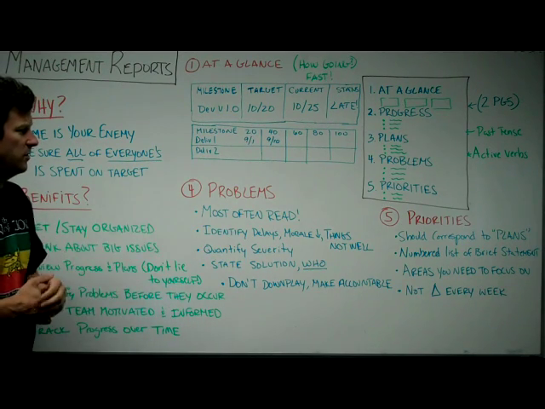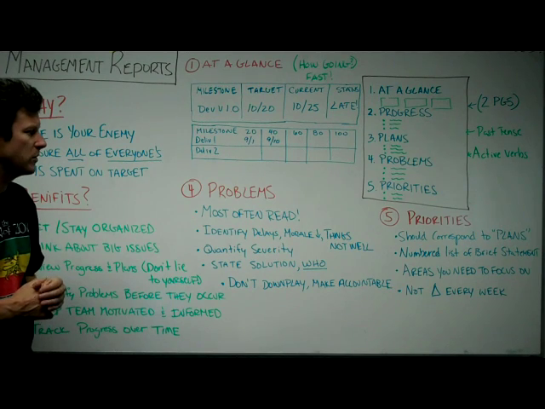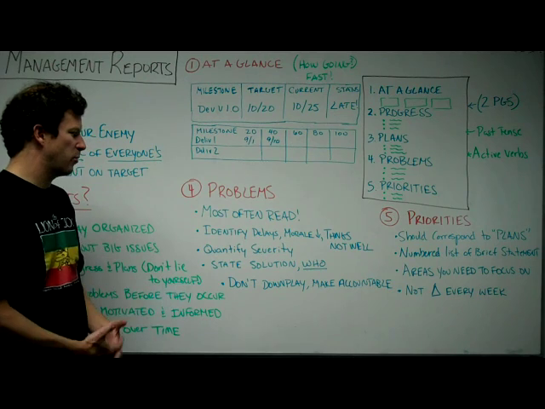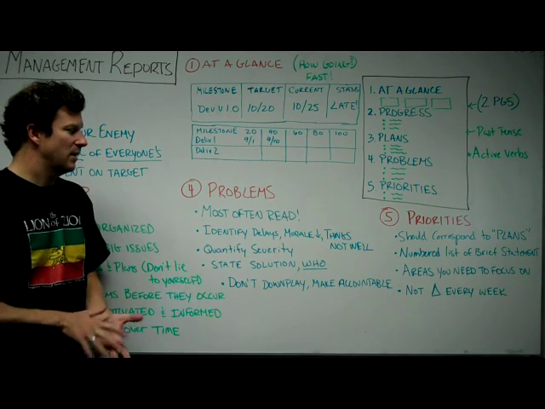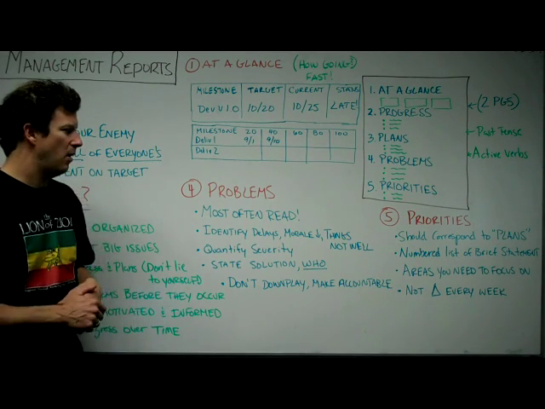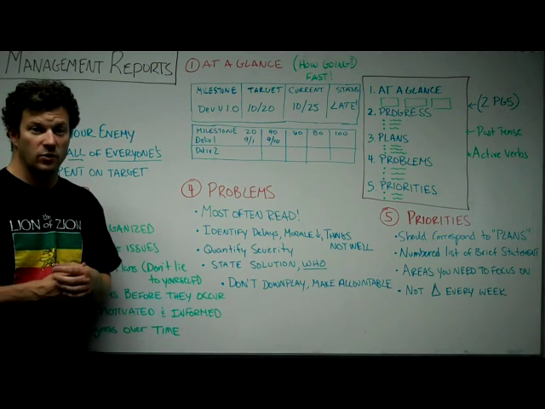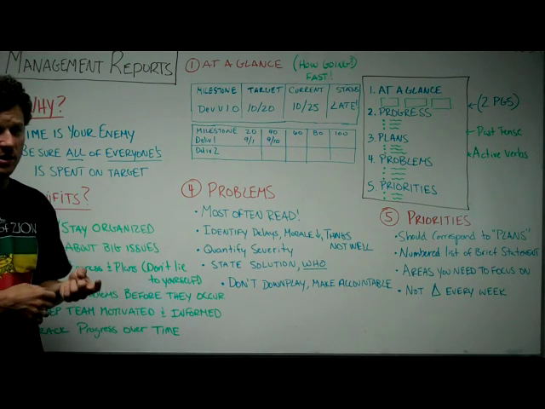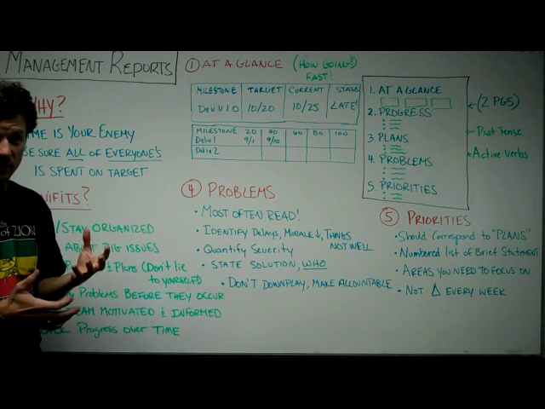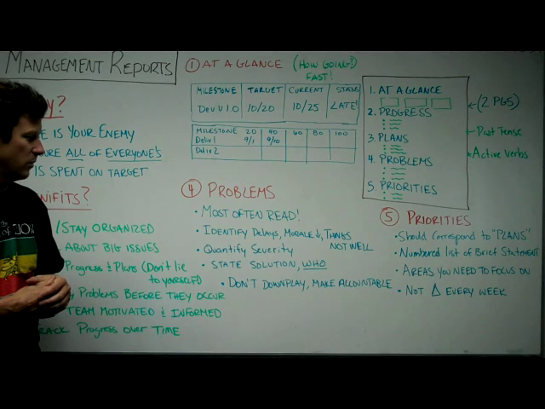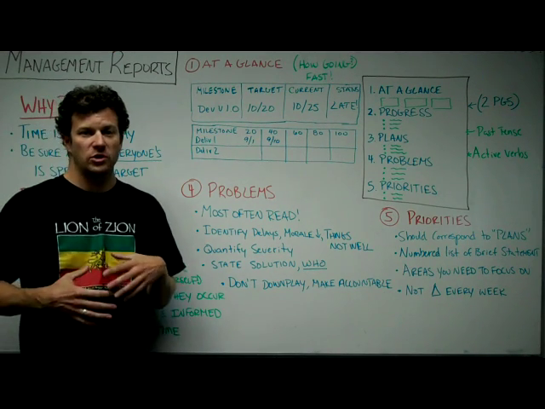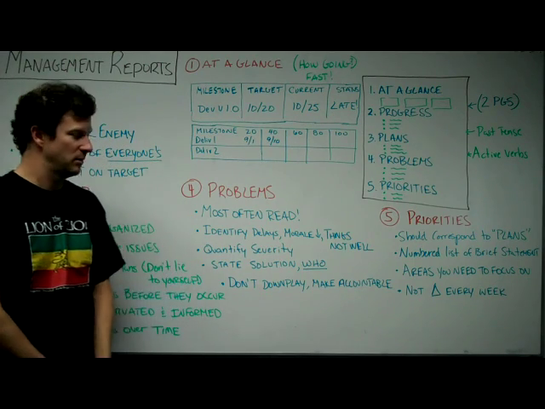The problem section is very important. It's the most often read section of management reports. And the idea in the problem section is to identify delays, things that are hurting morale, or things that you're not doing well. It's where you have issues, essentially. You're going to quantify the severity. That's very important. You're going to say how important it is in terms of severity, and then you're also going to state a solution and make sure that you mention who is responsible for implementing that solution.